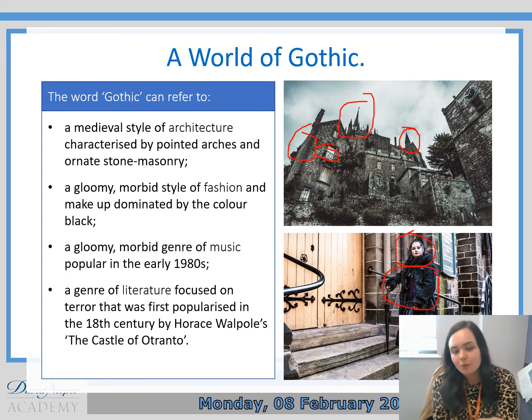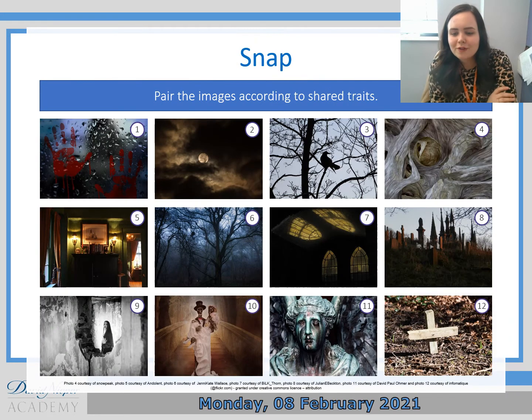And it can also, which is the one we're interested in, refer to a genre of literature focused on terror that was first popularised in the 18th century by Horace Walpole's The Castle of Otranto. So, with this in mind, what we're going to spend the next couple of lessons doing is having a look at Gothic in a little bit more depth so that you can really understand what it is to write a Gothic piece of fiction.